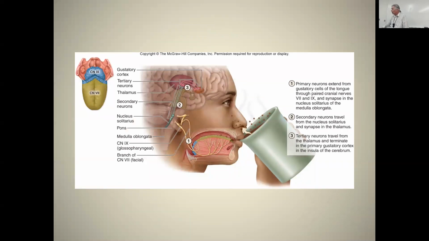So first of all, here's the gustatory pathway. 1, primary neurons extend from gustatory cells to cranial nerves 7 and 9, and synapse in the nucleus solitarius of the medulla oblongata. 2, secondary neurons travel from the nucleus solitarius and synapse in the thalamus, then third order neurons go to the cerebral cortex and conscious awareness. So remember, 3 sensory neurons in the pathway, like almost all other sensory pathways: primary, secondary, and tertiary sensory neurons.